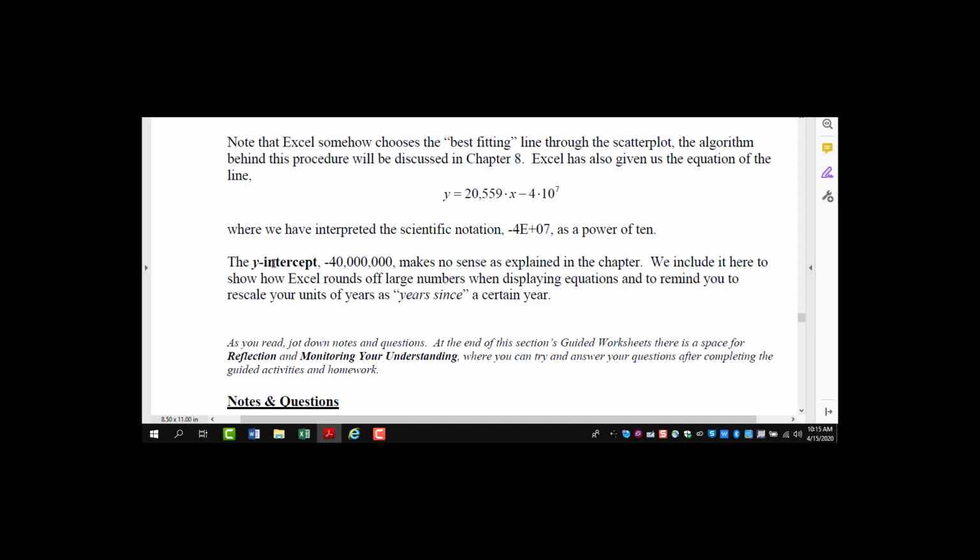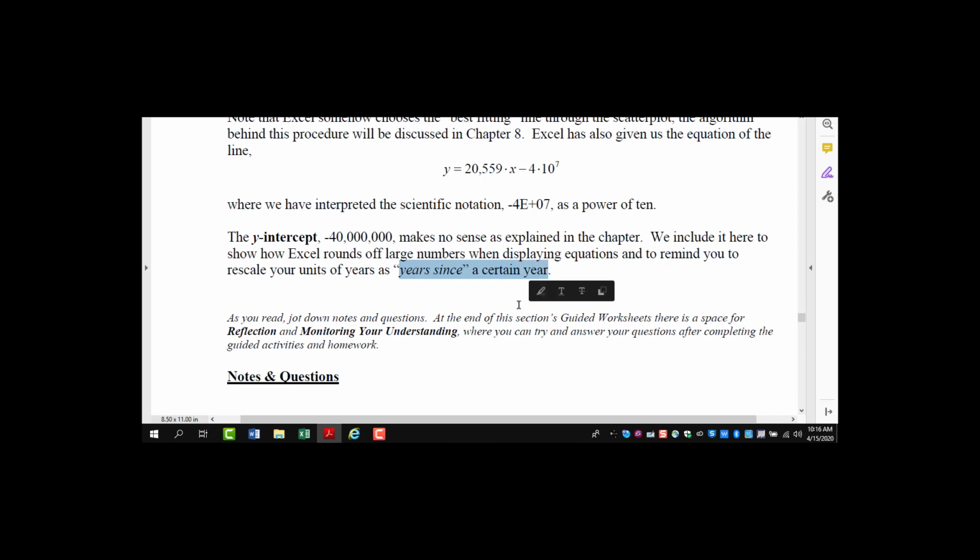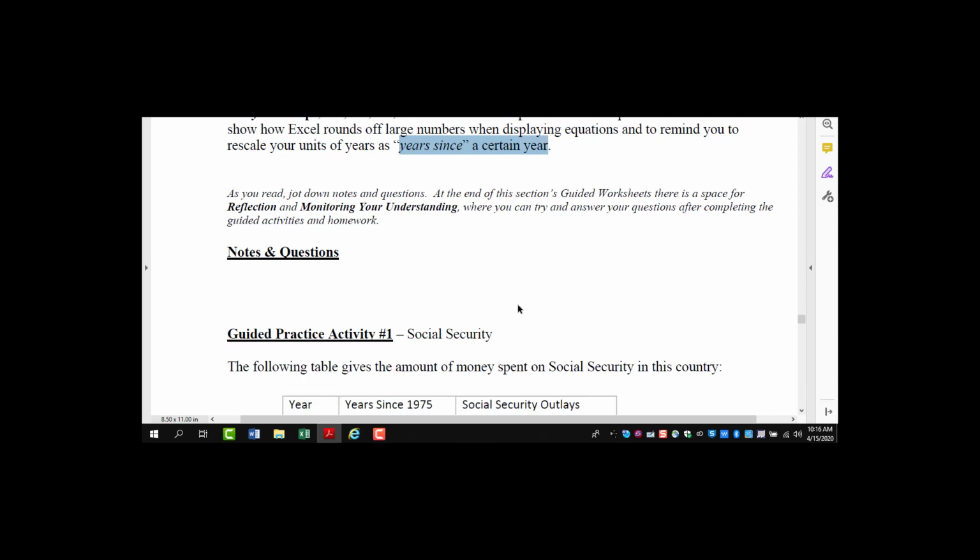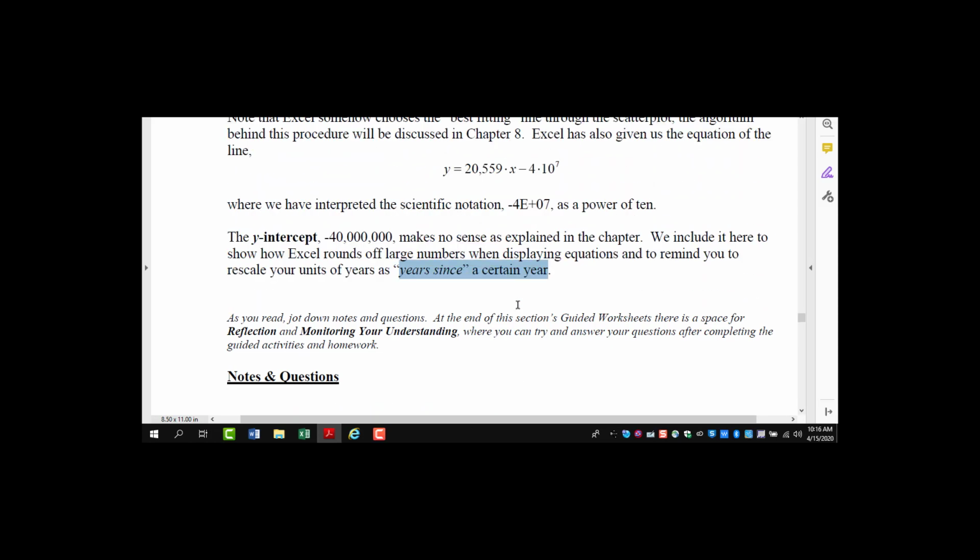Just as an example, the y-intercept, negative 40 million, which is what that is, makes no sense. We include it here to show how Excel rounds off large numbers when displaying equations, and as a reminder to you to use the units of years since a certain year. I'm going to explain that next.